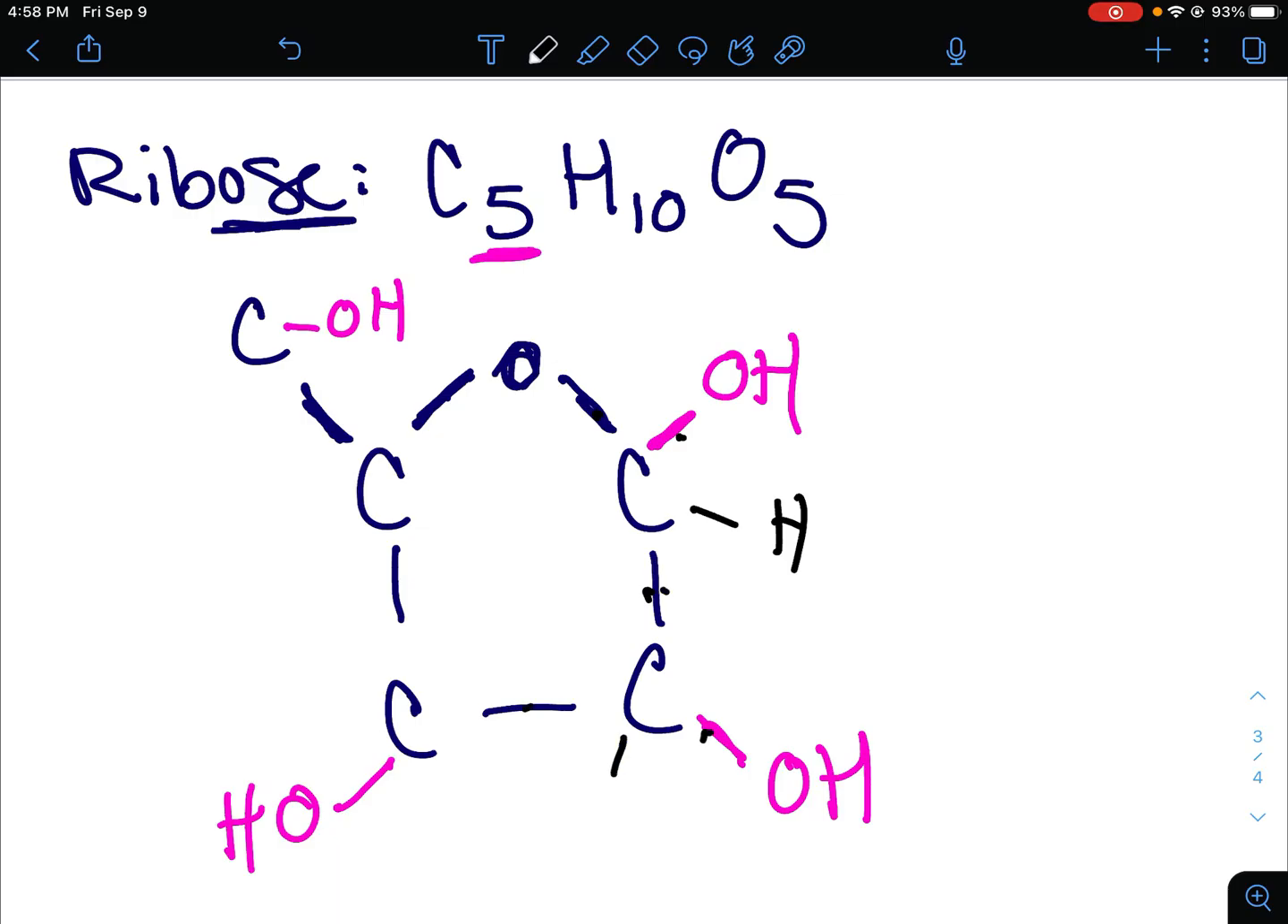1, 2, 3, another hydrogen. 1, 2, 3, another hydrogen. You can draw it like that. You could also draw it on the side. Doesn't really matter much. This carbon, 1, 2, we would add 2 hydrogens to this one. Okay? So this is our finished ribose.